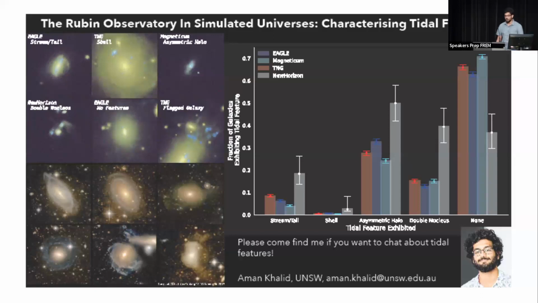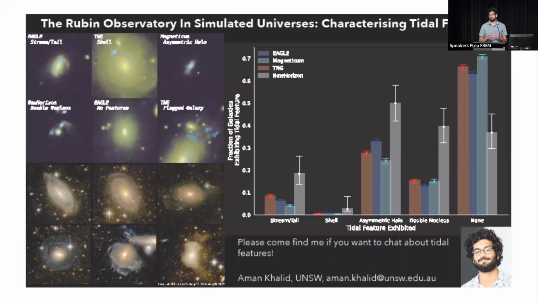Hi, I'm Aman. I'm a PhD student at UNSW, and I like to study tidal features, which are these really gorgeous warped and extended distributions of stars around galaxies that are an indicator of recent merger activity. With the upcoming Rubin Observatory's Legacy Survey of Space and Time, we're going to have an unprecedentedly large sample of such objects to study, which will help us test some of the more sensitive predictions of cosmological simulations with regards to mergers.